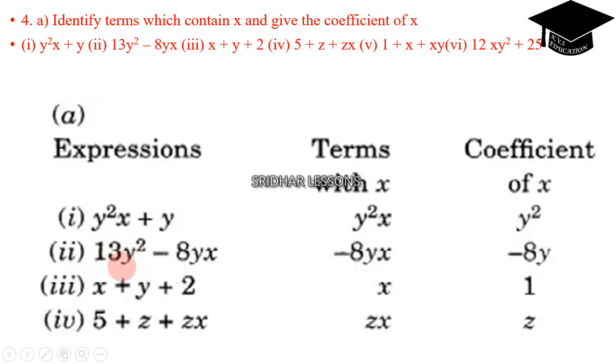Similarly, next one, 13y square minus 8yx. So the term with x is minus 8yx, and the coefficient is minus 8y. Expression x plus y plus 2. The term is x only, because we have to identify the terms which contain x only, and the coefficient is 1. Next one, 5 plus zx. So the term with x is zx, and the coefficient is z.